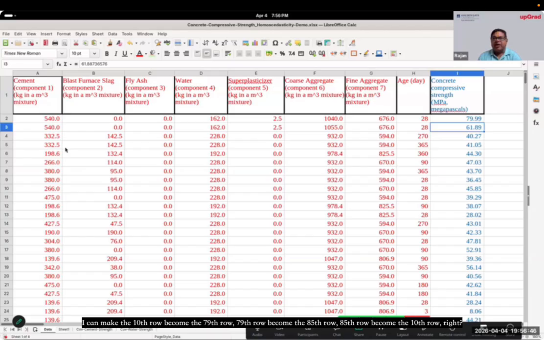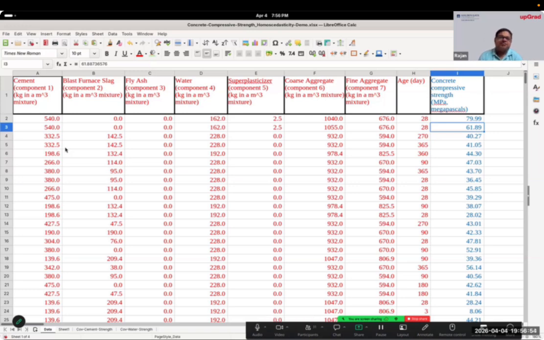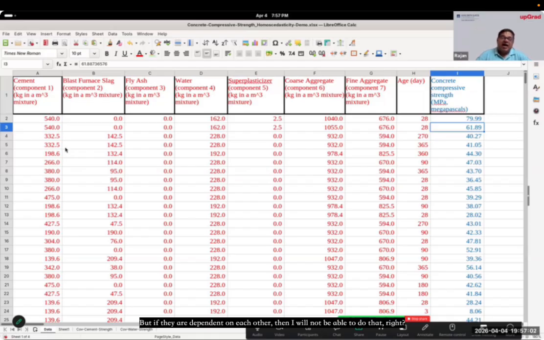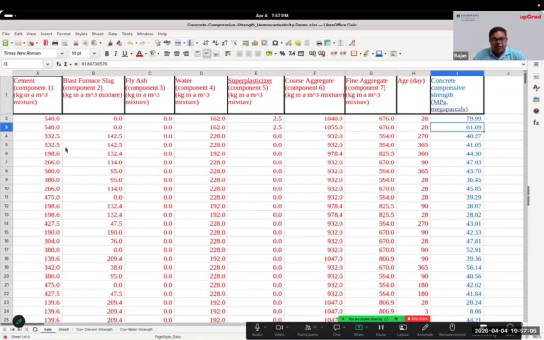Those who are the 10th row become the 79th row, the 79th row becomes the 85th row, the 85th row becomes the 10th row. I'm not losing anything. I do not lose any information because they are independent of each other. But if they are dependent on each other, then I will not be able to do that. On the x-axis is age. On the y-axis is interested, 1 means interested, 0 means not interested.